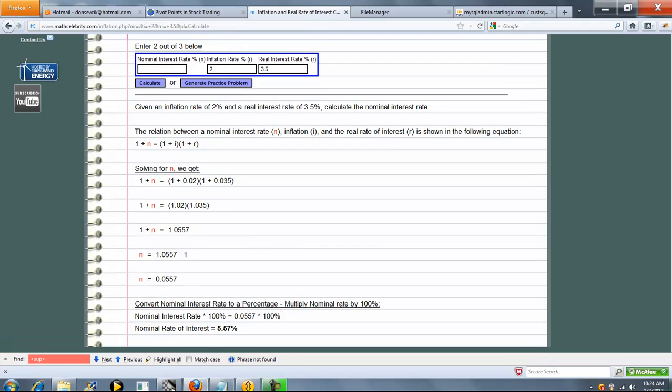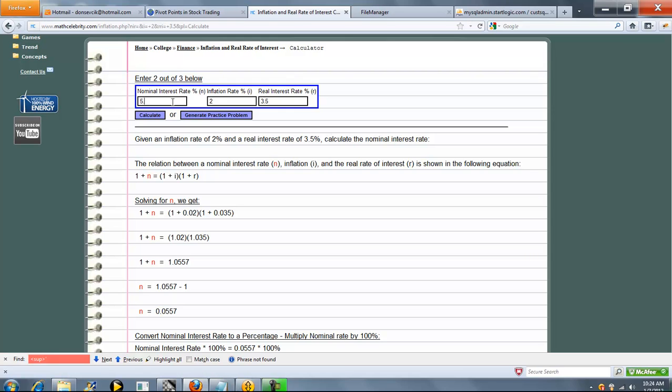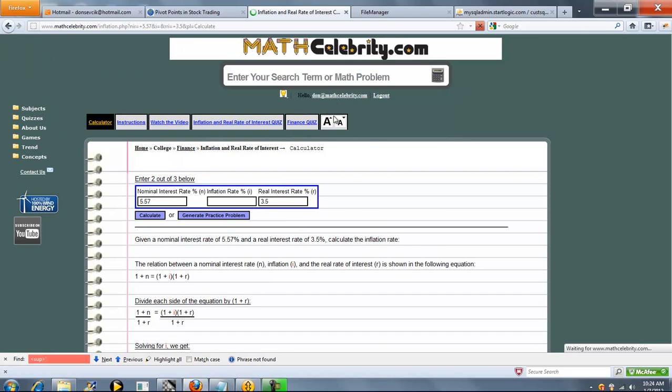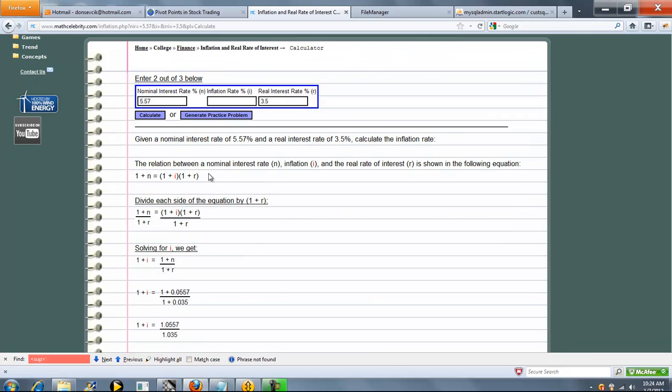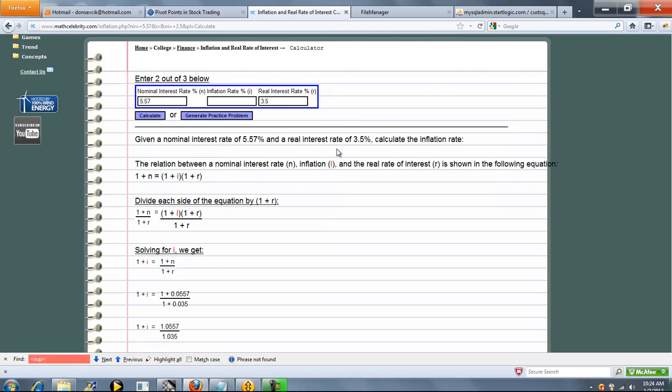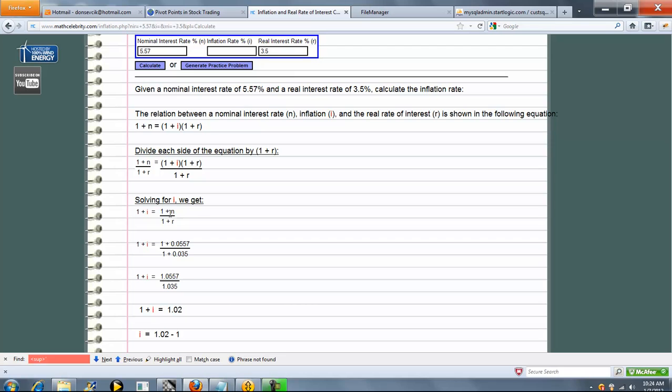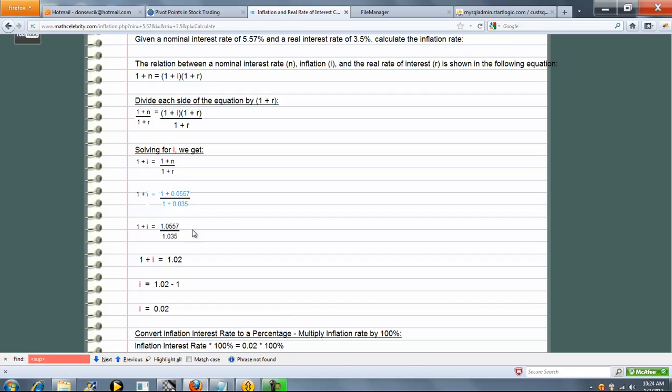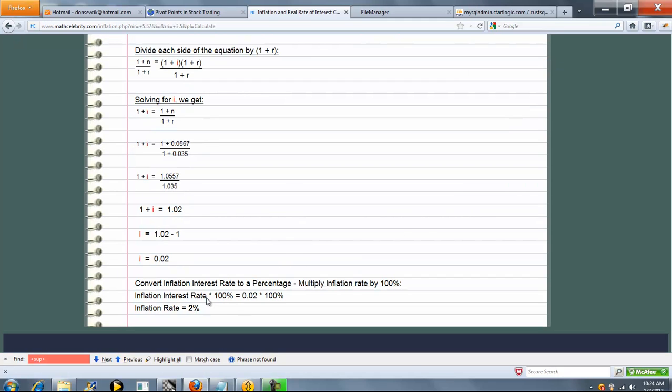Pretty easy so far. Let's go ahead now and take that 5.57, and let's see if we can get 2% for inflation. So press the calculate button again. Again, we set up our relationship. And then we divide each side this time by 1 plus r so we can isolate I. Cancel 1 plus r and we get 1 plus I as 1 plus n over 1 plus r. Plug in our numbers. Simplify. Subtract and we get 0.02. Multiply that by 100%, we get 2%.